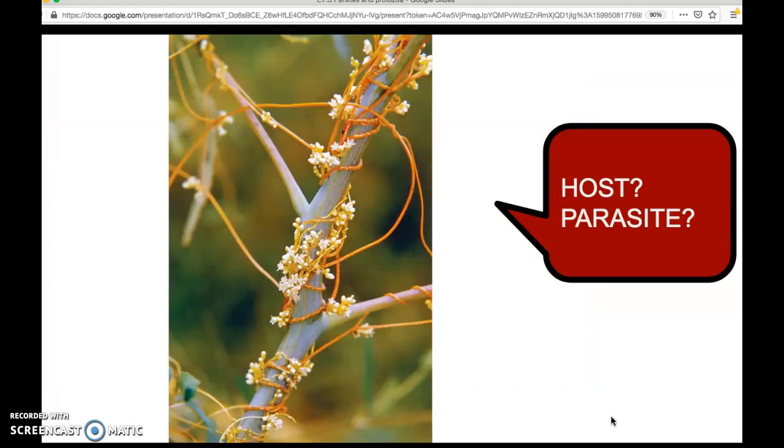Here we have a plant, and I'm sorry I can't remember this plant's name, but the flowered plant is actually the parasite, and the host is whatever plant it has decided or grown upon. You can't see it very well, but the parasitic plant will actually grow little roots into the host, taking the nutrients and eventually killing the plant.